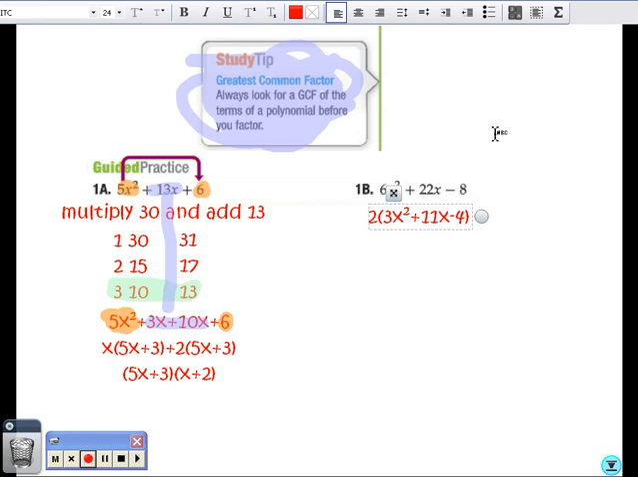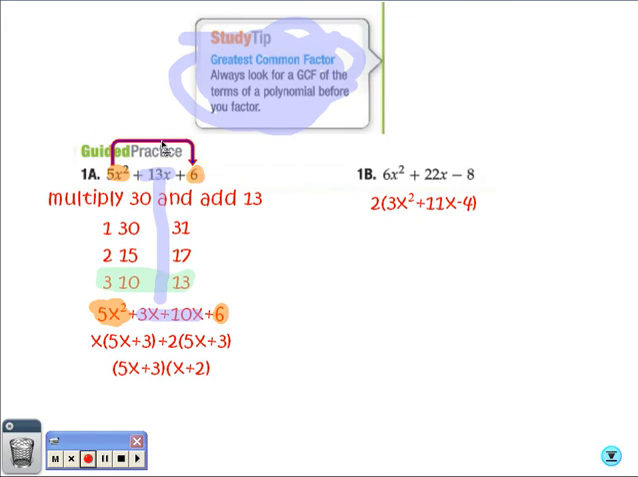Okay, now I need to factor that. So we're looking for two numbers that multiply... And remember, we got to use this again. We have to use this right here.